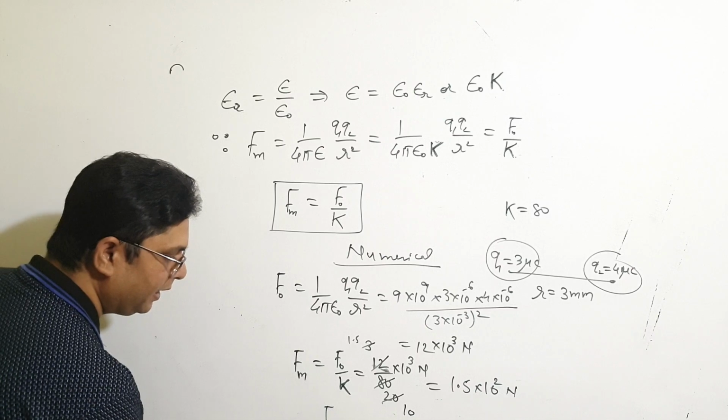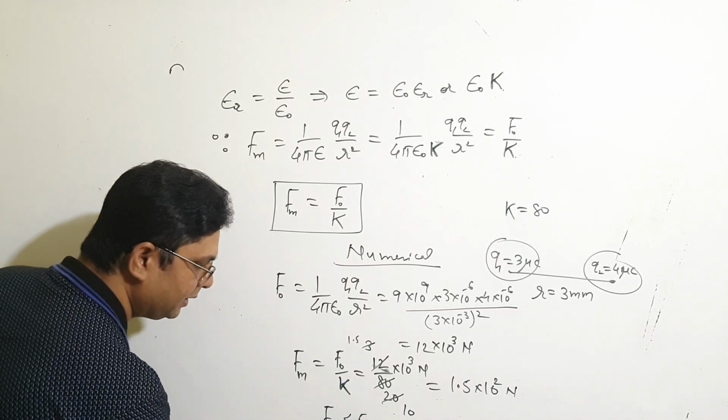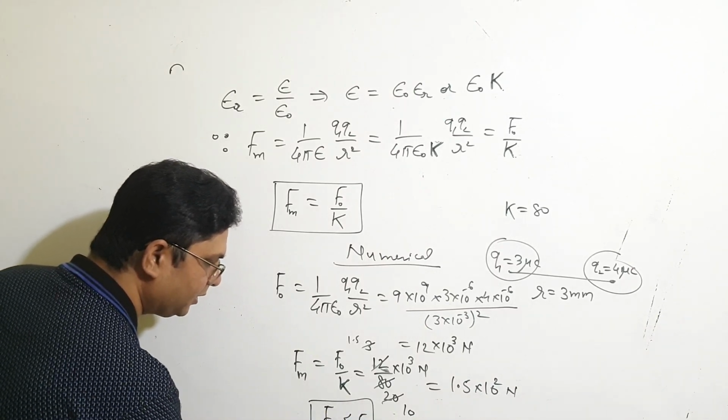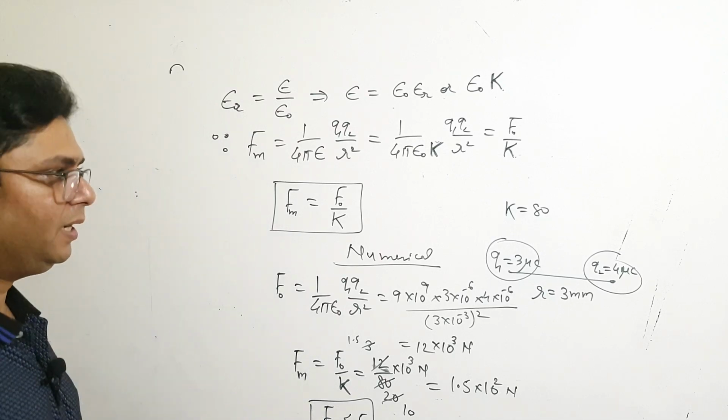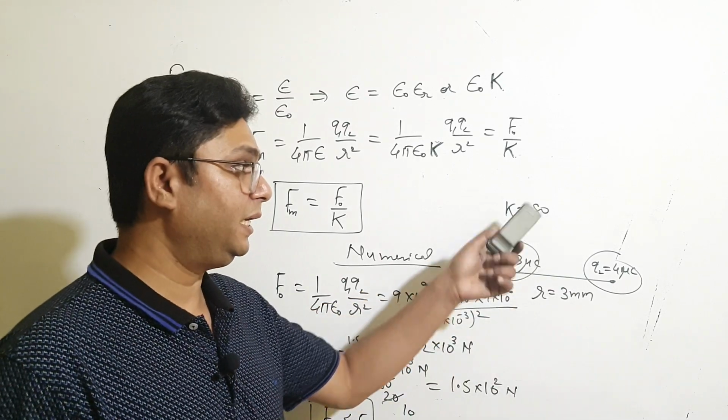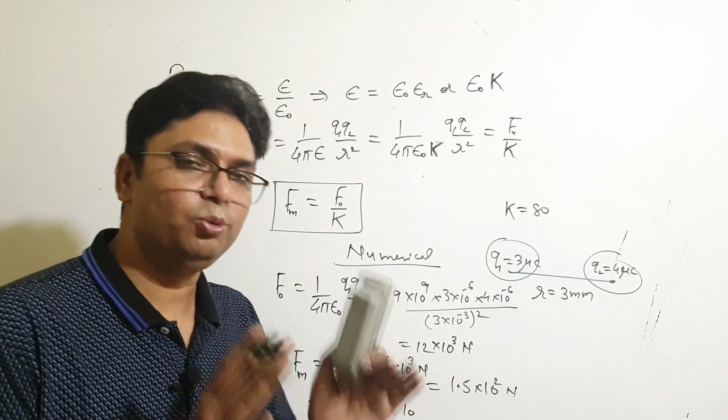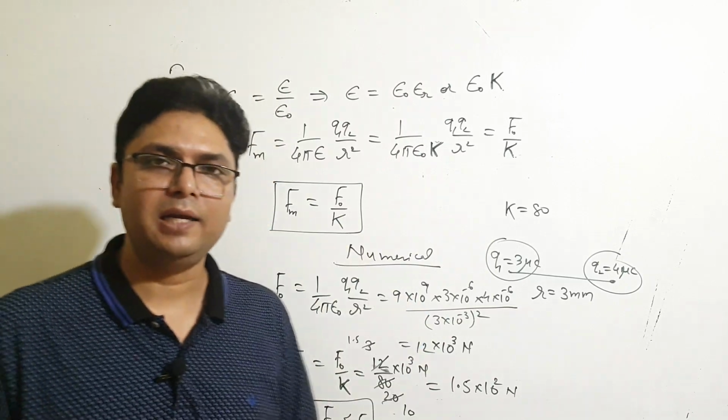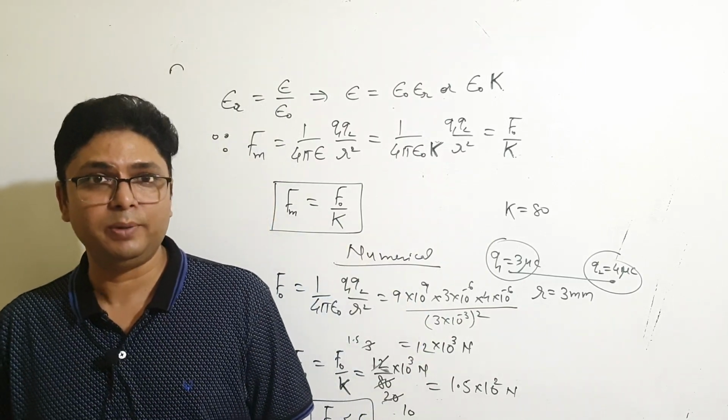Thus, you find that Fm is less than F naught when the charges are placed in a medium such as water of dielectric constant 80, then the force will be reduced. Thus, you have learned what is dielectric constant or relative permittivity.